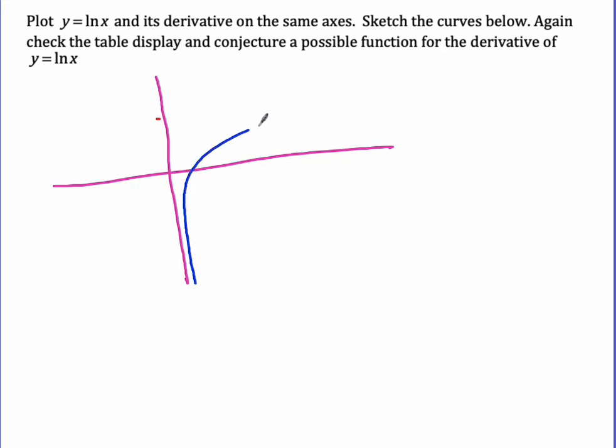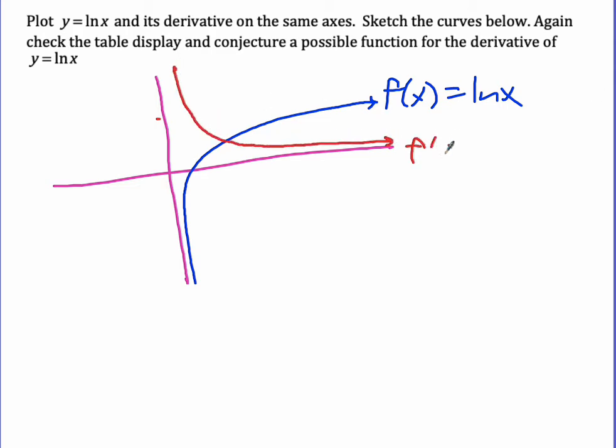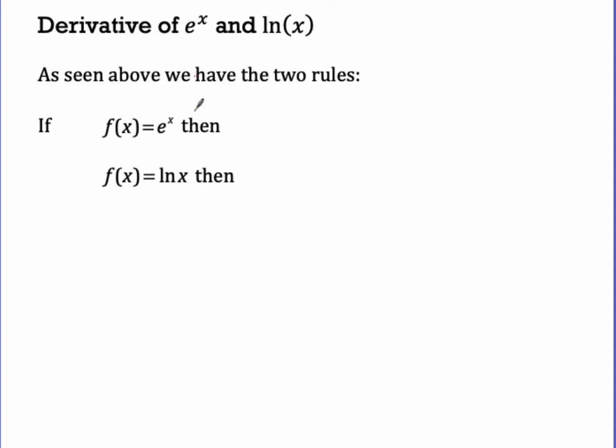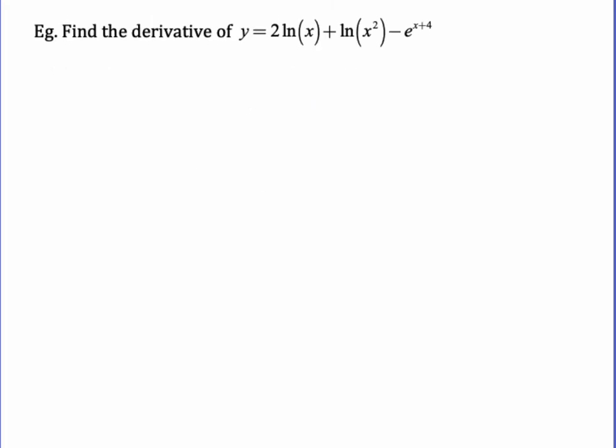So this is f of x equals ln x, and here we have f prime of x equals 1 over x. I guess we could say for x greater than 0. Okay, so just from those graphs from before, we can see that if f of x equals e to the power of x, then f prime of x equals e to the power of x. We can prove that later once we know more calculus. And the second one we can prove pretty soon, just given the fact that we know the first one. So we'll prove that one a bit later. So the derivative of ln x is 1 over x.